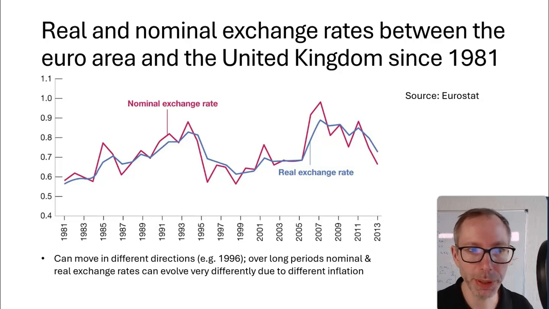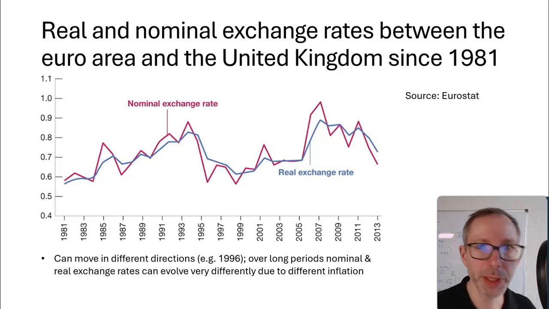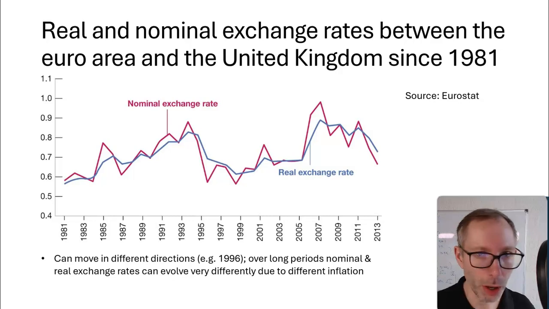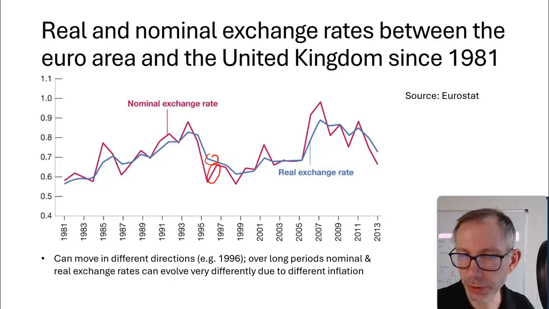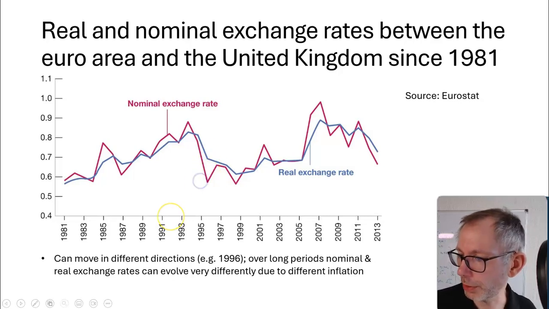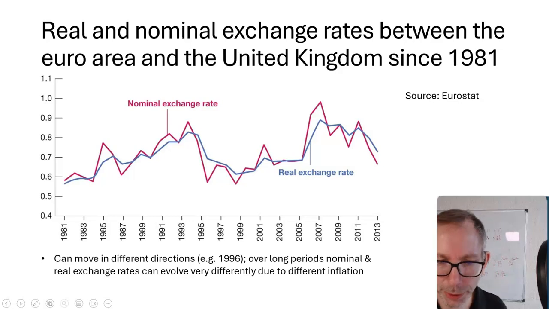So here in this picture, we have both the real and the nominal exchange rate between the euro area and the UK since 1981. And so two observations here. In principle, it's possible that they also move in opposite directions in a given year. So we have one example here, where we have an increase and a decrease: a decrease in the real, an increase in the nominal. That can potentially happen, but it doesn't happen all that often. One has to look for that a little bit.